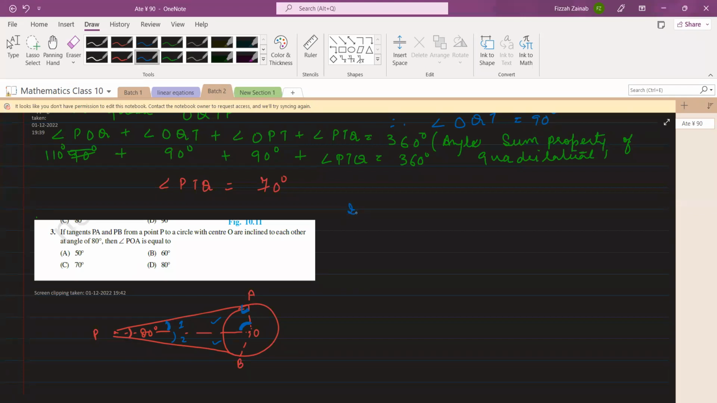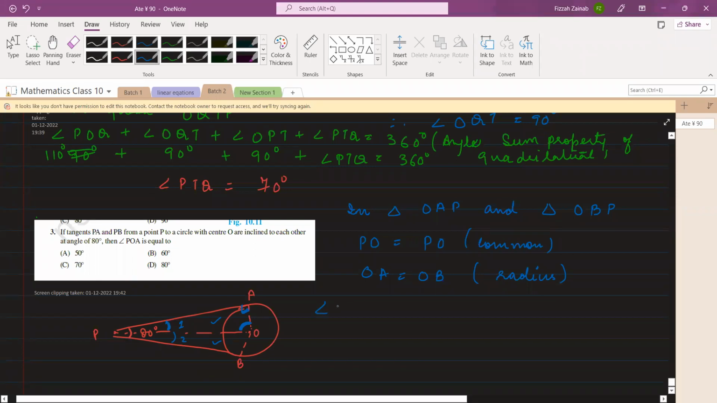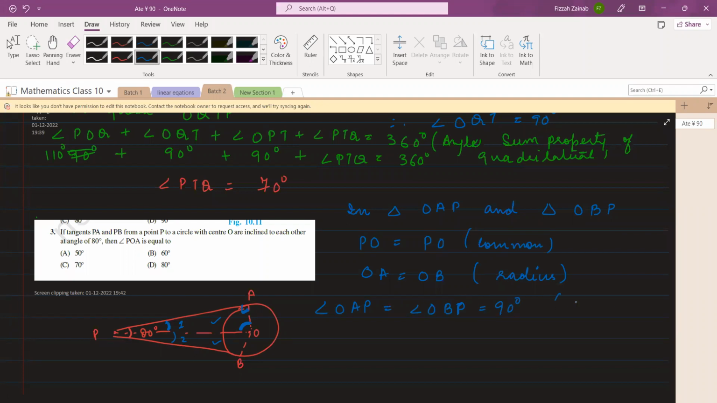Okay, so in triangle OAP and triangle OBP. Okay, so first thing PO is equal to PO, common. I can see that, right? Then also OA is equal to OB, both are radius, right? And then angle OAP is equal to angle OBP is equal to 90 degree, and here you have to write the theorem. Is that okay?